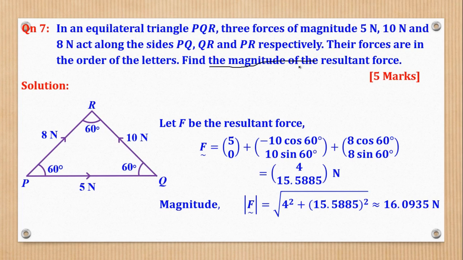So the question is, when do you get direction? You get direction when they just say, find the resultant force. When they just say, find the resultant force, it means you must get magnitude and direction. And the reason is because force is a vector quantity. But when they specify, find the magnitude, it means you only stop at the magnitude.